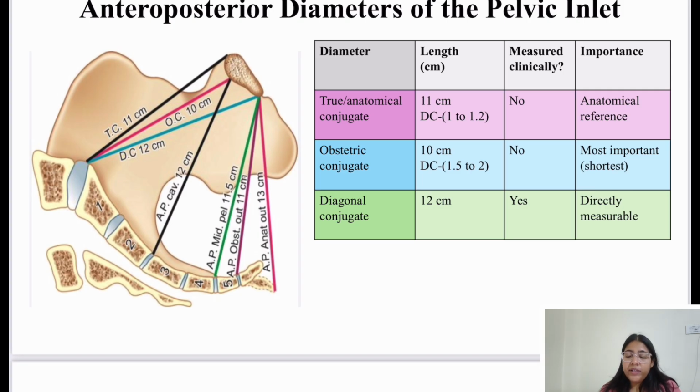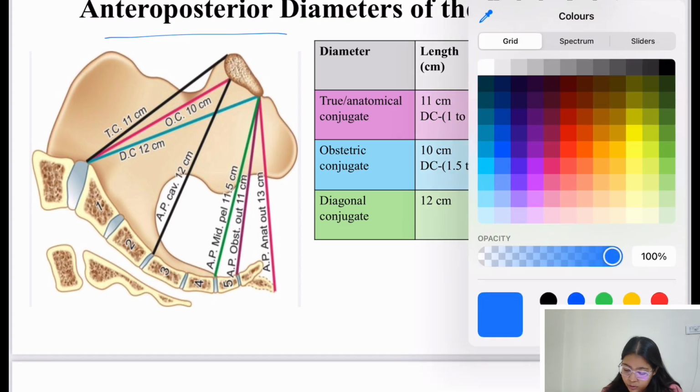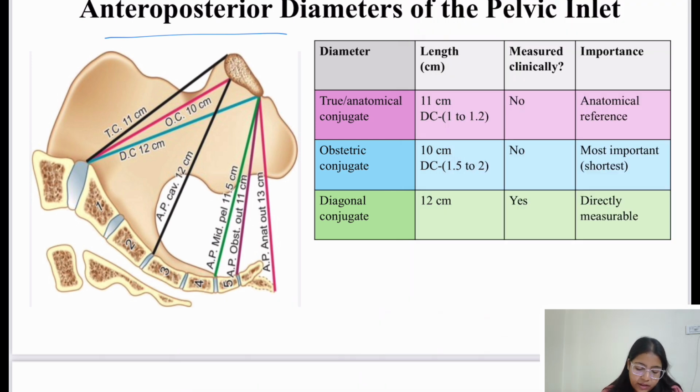Now we are talking about the pelvic inlet. So we talked about the boundaries of the pelvic inlet: imaginary plane, inclination, high inclination, low inclination. Now, AP diameters of the pelvic inlet. So what did I tell you? Pelvic inlet, there will be AP diameter, oblique diameter, and transverse diameter. Now the AP diameters are three: true conjugate, which is also known as anatomical conjugate, obstetric conjugate, and diagonal conjugate.